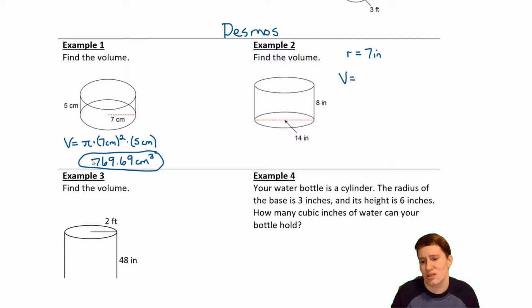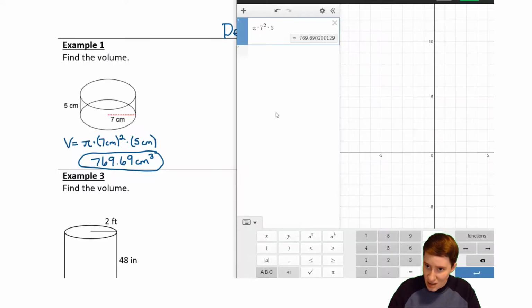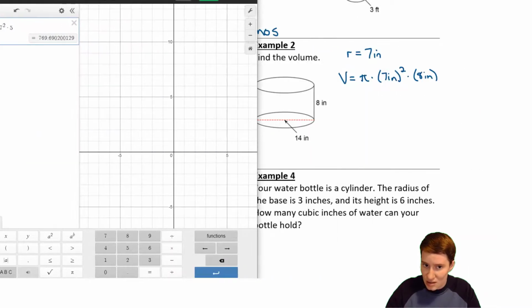This is kind of unfortunate that this is 7 again. That was not my intention, but you know what? It's fine. So 7 inches squared times 8 inches, not squared, times pi. This is going well. So let's see. I can delete what I had and write over it, or I can do a new line.